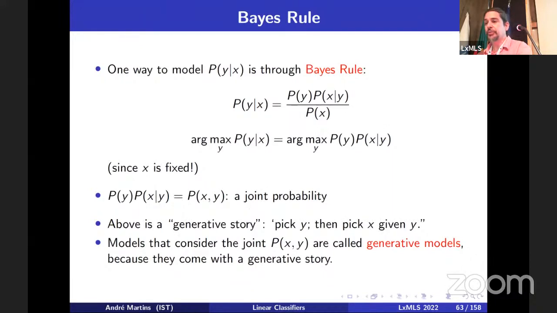It's common to look at these methods and come up with a generative story for our data. You can assume that there is some mechanism that generates the data, that first picks a label according to the distribution p of y, and then, once the label is picked, generates our examples using the distribution p of x given y. So you are reverting the process of estimating the label given the data, by assuming that nature first generates a label and then generates something from that label. Models that consider this joint probability and work this way are called generative models, because they come with this generative story. You'll see more details on this later in Noah Smith's talk.